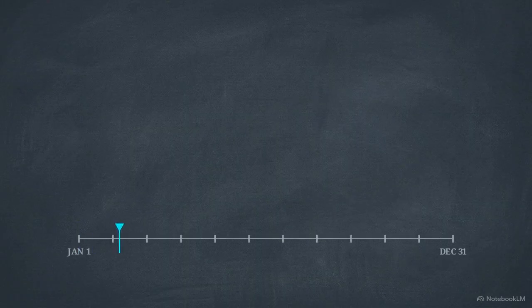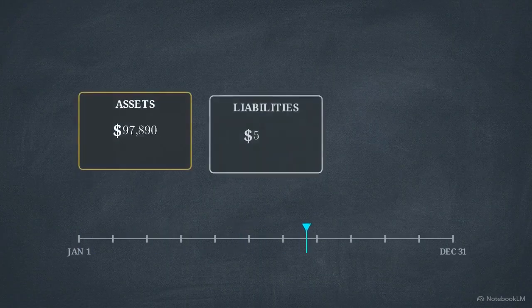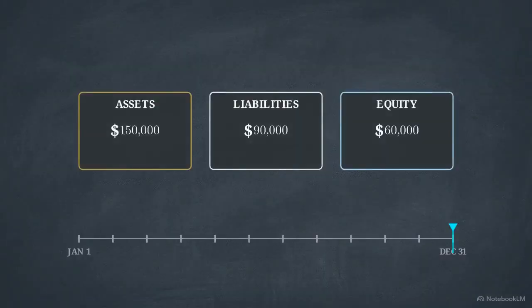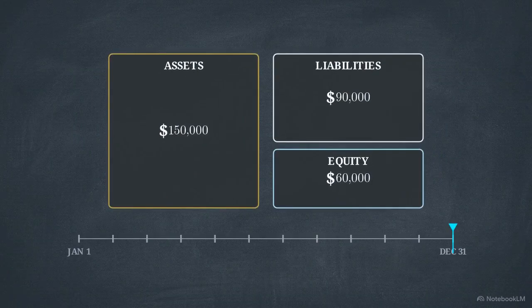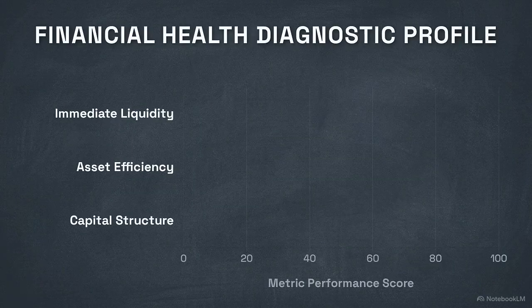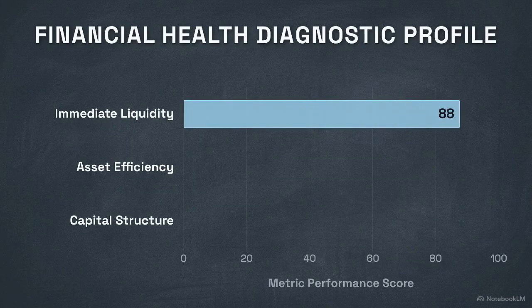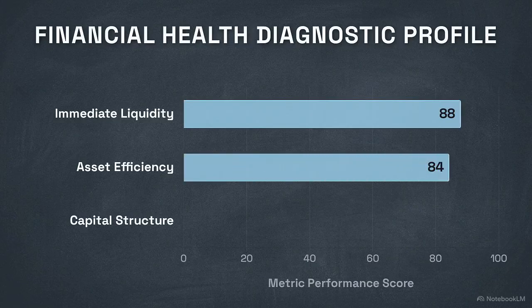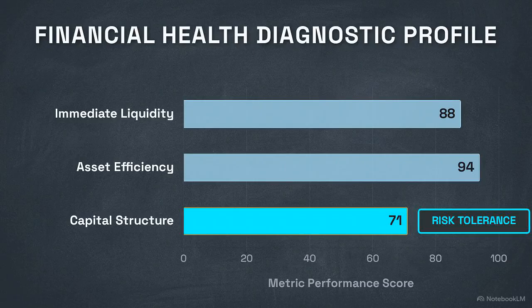It reports the precise amounts of a company's assets, liabilities, and equity, locking them in at a singular moment in time, typically the end of the fiscal year. Isolating these figures allows analysts to measure the firm's immediate liquidity, calculate how efficiently it deploys its assets, and evaluate the risk inherent in its capital structure.